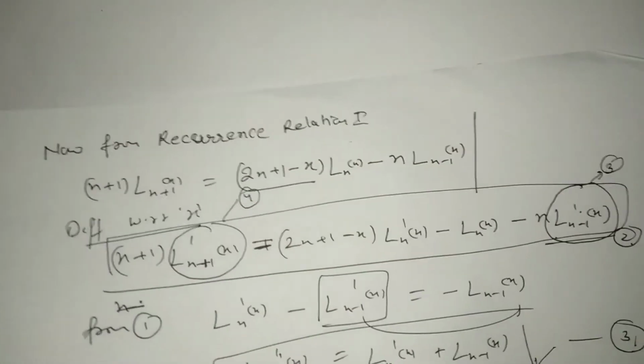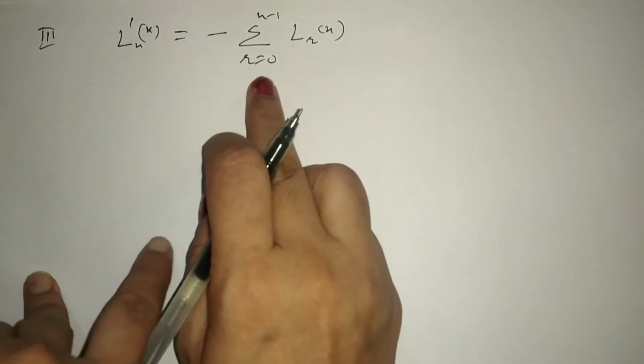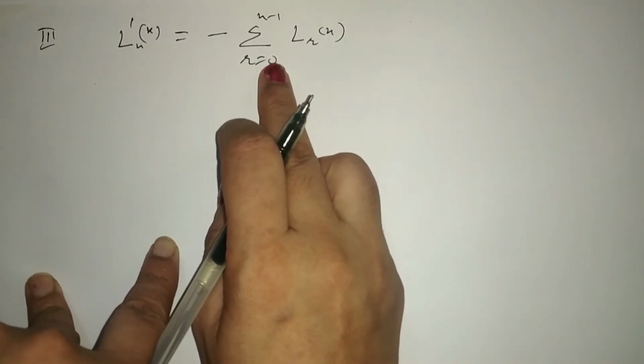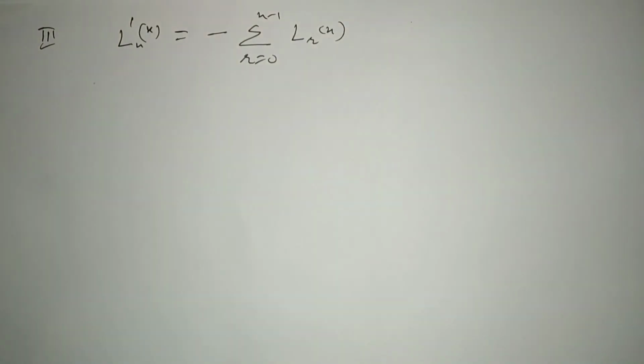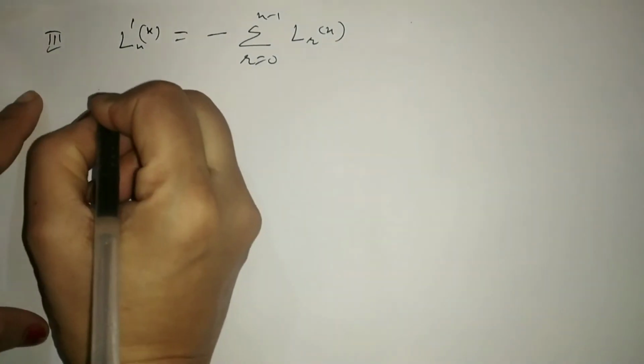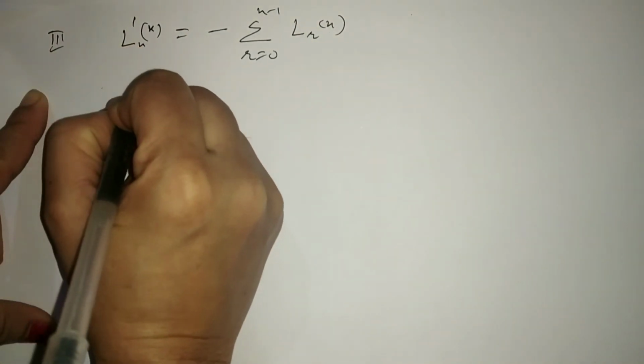Now for the recurrence relation 3, which is this: l n dash x is equal to minus summation r varying from 0 to n minus 1 of l r x. So here also we have to write the generating formula first.